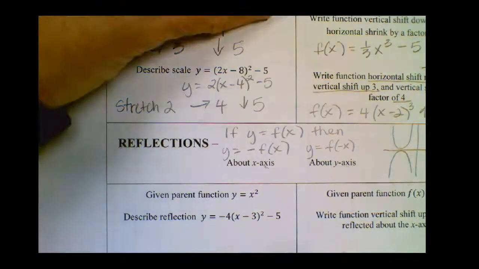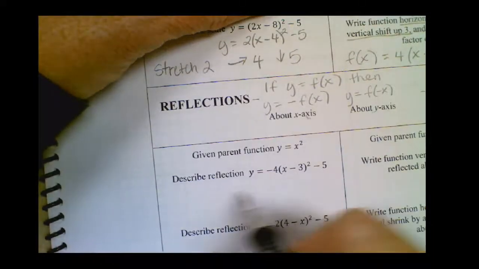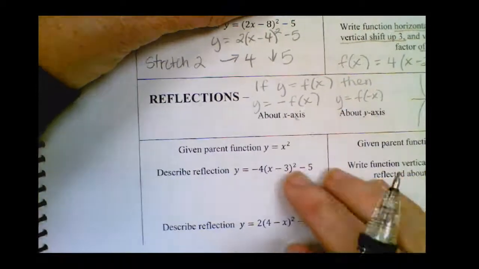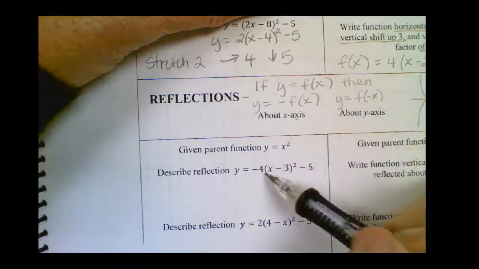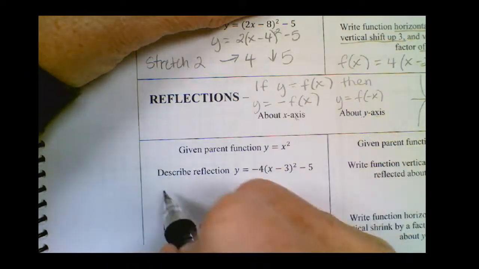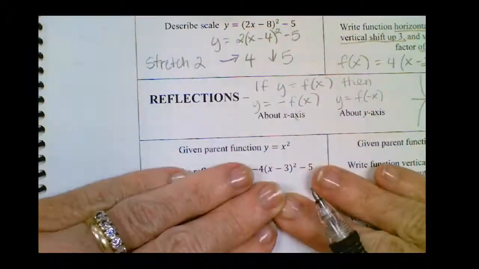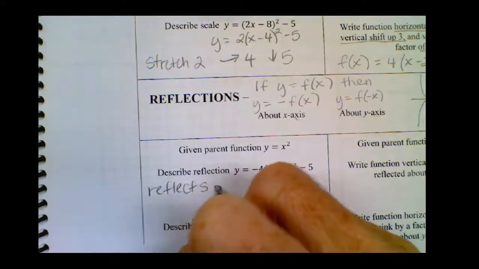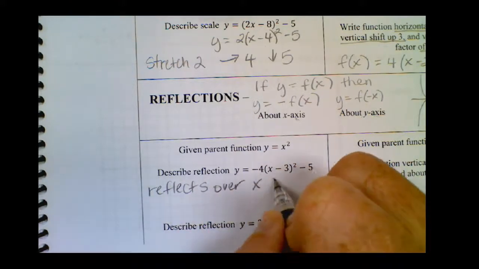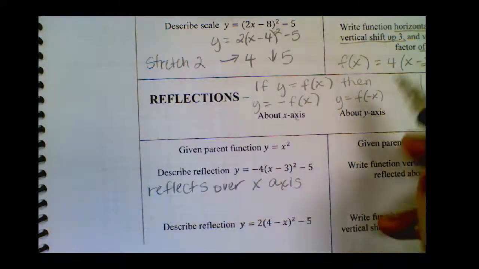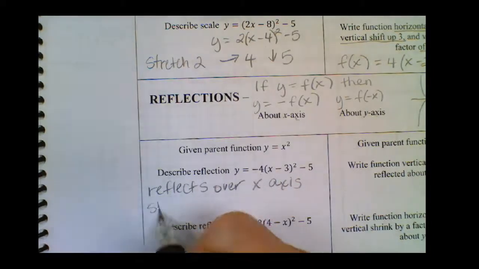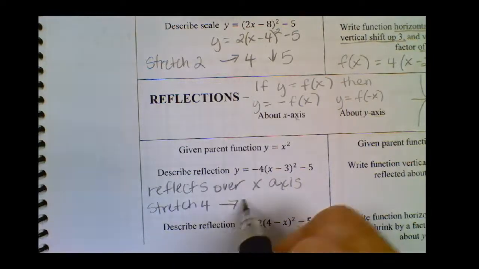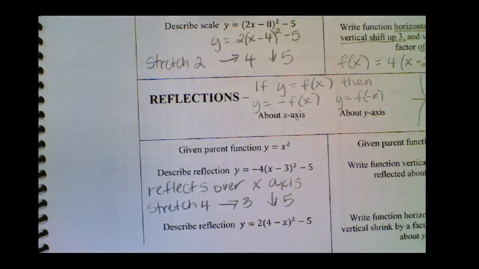So here we have a reflection. And let's describe all the things we've got going on here. So this is our parabola, right? And we know if that a value is negative, then it flips it over the x-axis and makes it go negative. So it reflects over the x-axis, or about the x-axis is another way you'll hear it. And it has a stretch of 4, a horizontal shift to the right of 3, and a vertical shift down of 5.